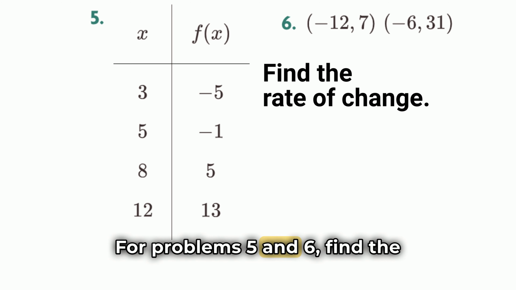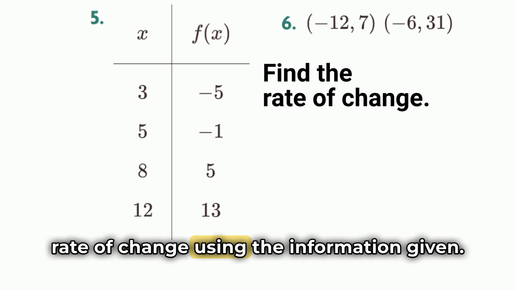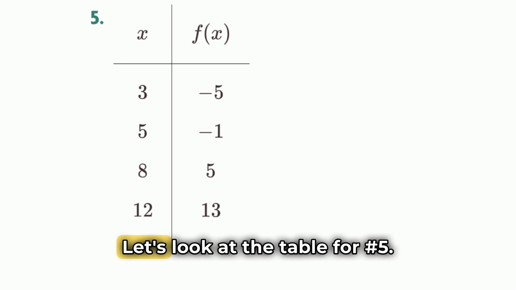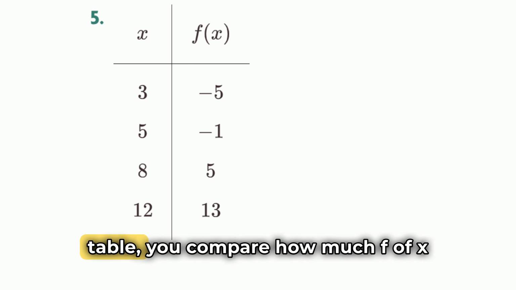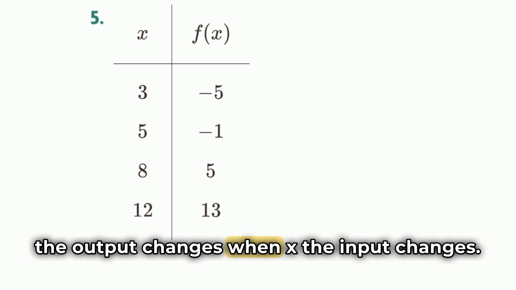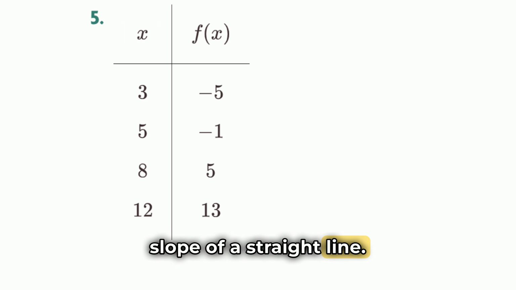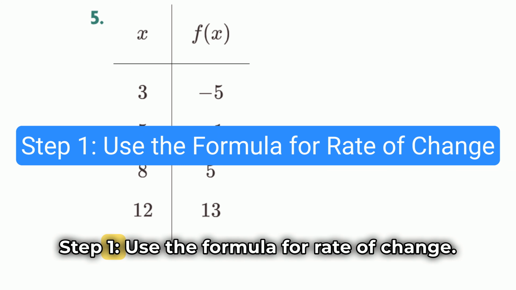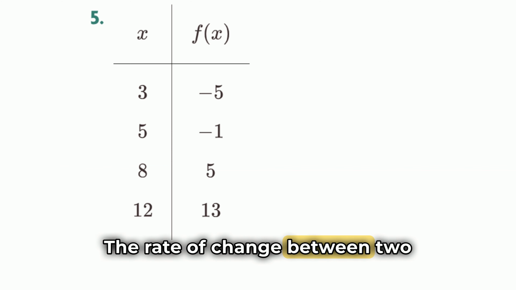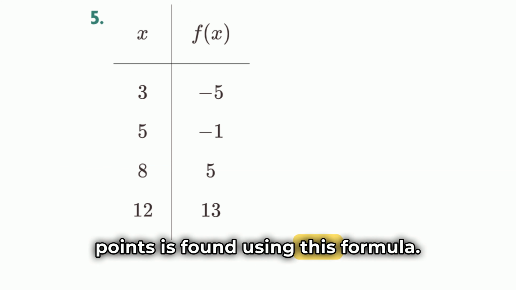For problems 5 and 6, find the rate of change using the information given. Let's look at the table for number 5. To find the rate of change using the table, you compare how much f of x, the output, changes when x, the input, changes. This is similar to finding the slope of a straight line. Step 1. Use the formula for rate of change. The rate of change between 2 points is found using this formula.